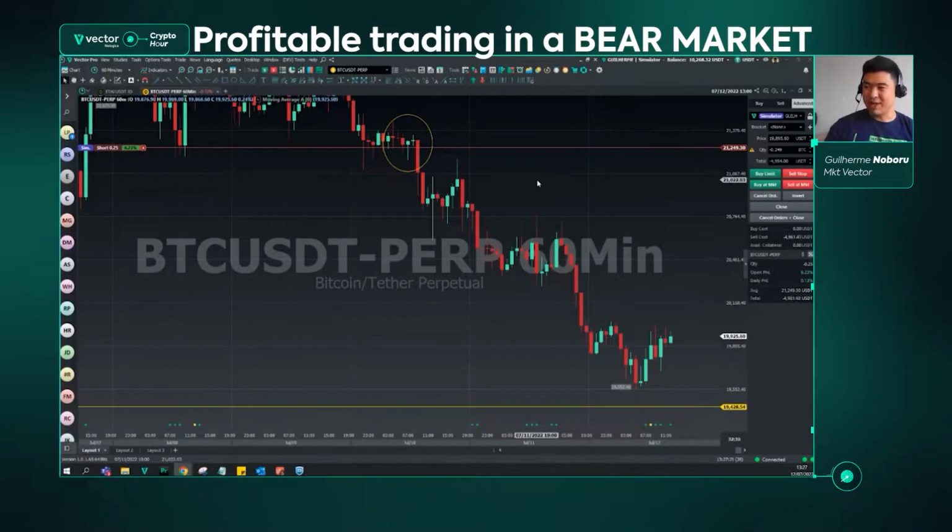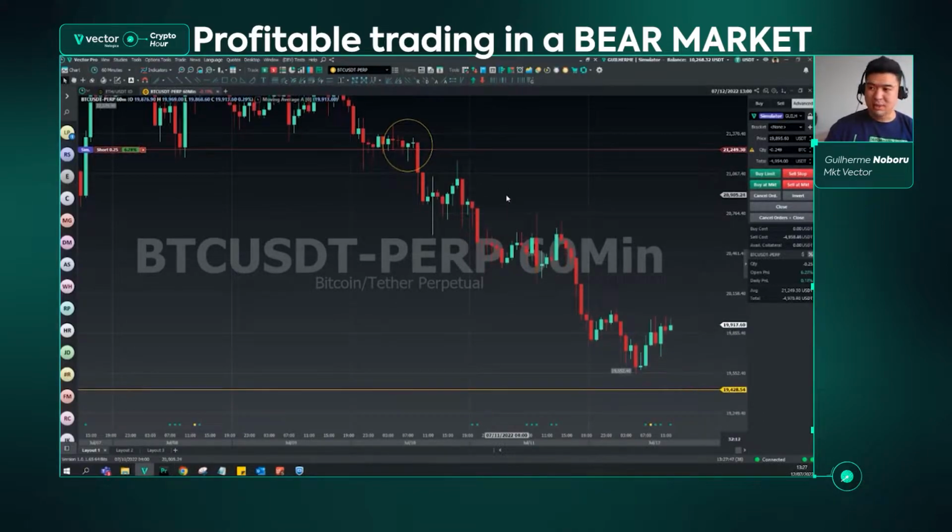We have been quite a long time in this bear market in all cryptocurrencies, and I'm still in a trade here in my simulated account because I don't want to show my real account here, but it's just an example. I did the same trade in my real account, and this is the Bitcoin futures market. This chart is the 60 minutes, or you say 1 hour chart.